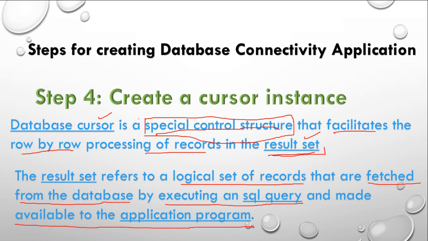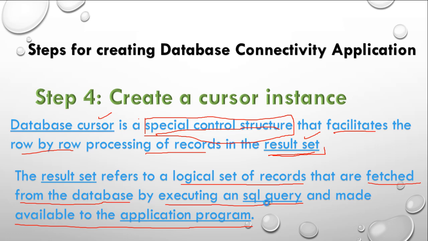So I hope it is clear that when we execute an SQL query, the database fetches all the records which satisfy this query and stores them in the result set, and this result set is given to the application program. Then Python stores the result set in a cursor variable, and once it is stored there, the application program can access the data in the result set one by one, but only with the help of the cursor object.